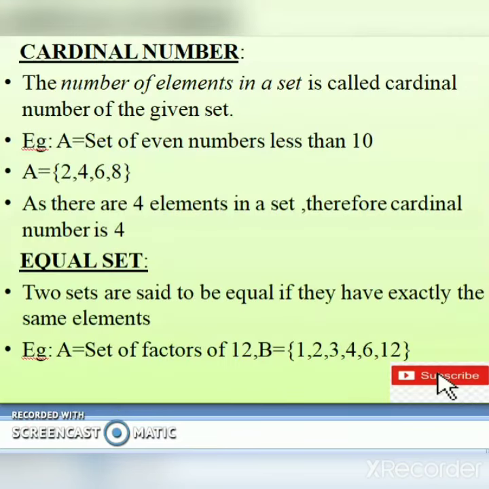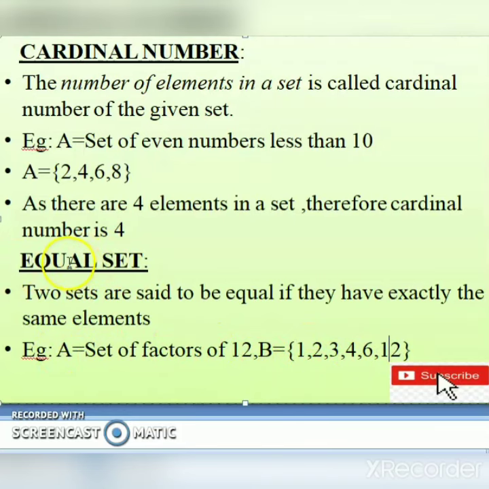Now coming to equal set. What do you mean by equal set? Two sets are said to be equal if they have exactly the same elements. For example, A equals the set of factors of 12 and B equals 1, 2, 3, 4, 6, 12. So here I am talking about factors of 12 only in A, and in set B also I am talking about factors of 12 only. Here I am representing my numbers and here I am representing my words. But both are factors of 12, that is why they are called equal sets.